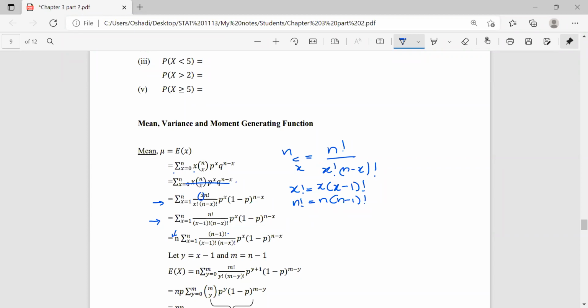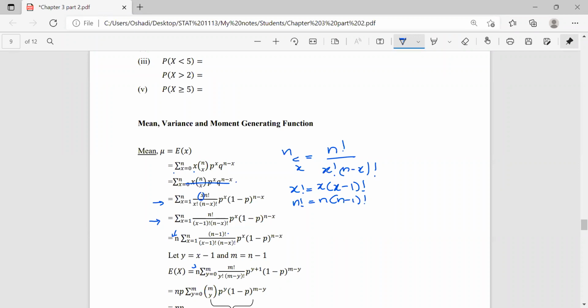Then we can let y be x minus 1 and m be n minus 1. If we substitute it, we can write this expected value of x as n out, and inside the summation, it is factorial m over factorial y over factorial (m minus y) and p to the power y minus 1 into (1 minus p) to the power (m minus y), right?